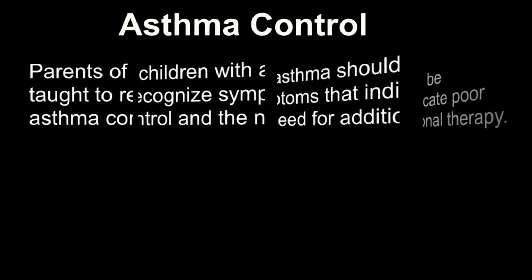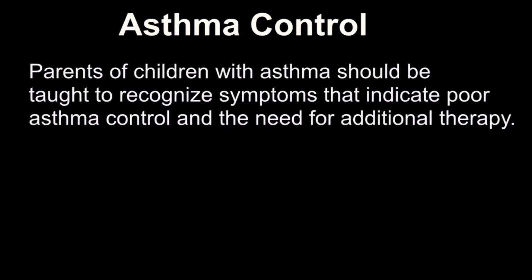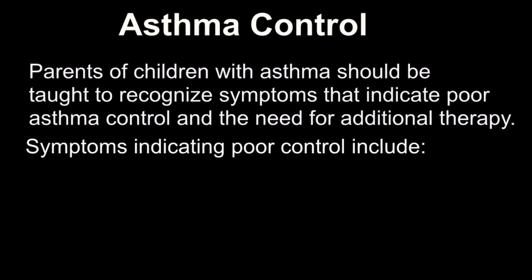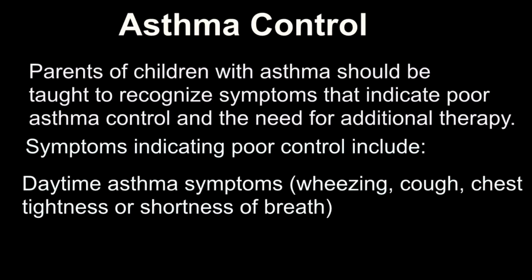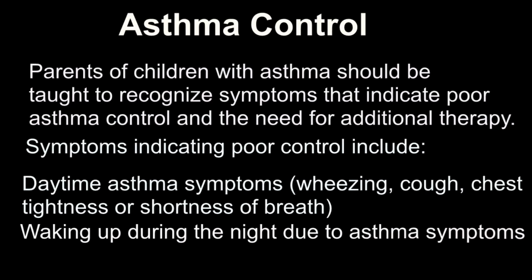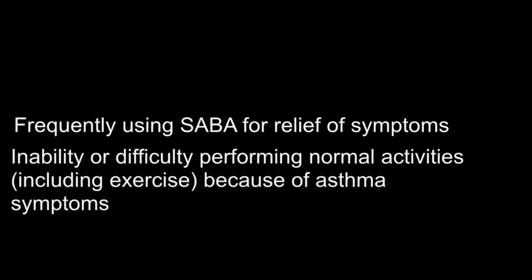Asthma control. Parents of children with asthma should be taught to recognize symptoms that indicate poor asthma control and the need for additional therapy. Symptoms indicating poor control include daytime asthma symptoms, wheezing, cough, chest tightness, or shortness of breath. Waking up during the night due to asthma symptoms. Frequently using short-acting beta-agonists for relief of symptoms. Inability or difficulty performing normal activities, including exercise, because of asthma symptoms.